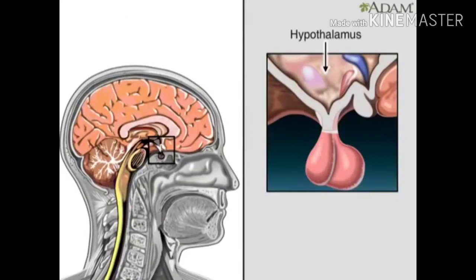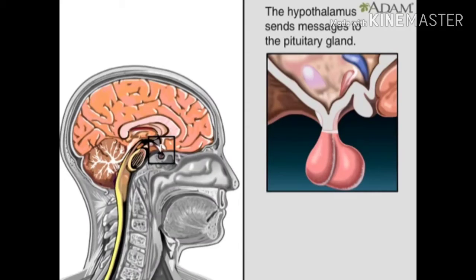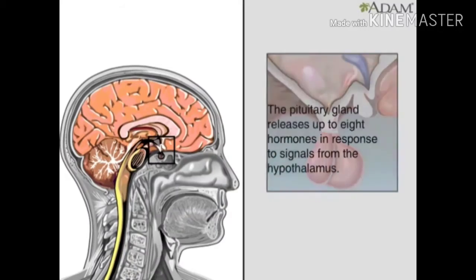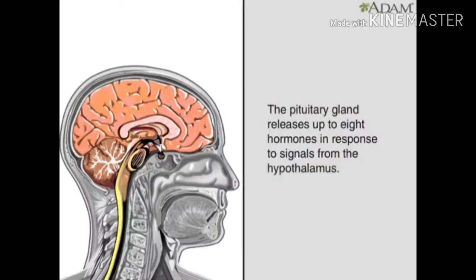The hypothalamus is the master switchboard. It's the part of the brain that controls the endocrine system. That pea-sized structure hanging below it is the pituitary gland. It's called the master gland because it regulates the activity of the other glands. The hypothalamus sends either hormonal or electrical messages to the pituitary gland. In turn, it releases hormones that carry signals to other glands.